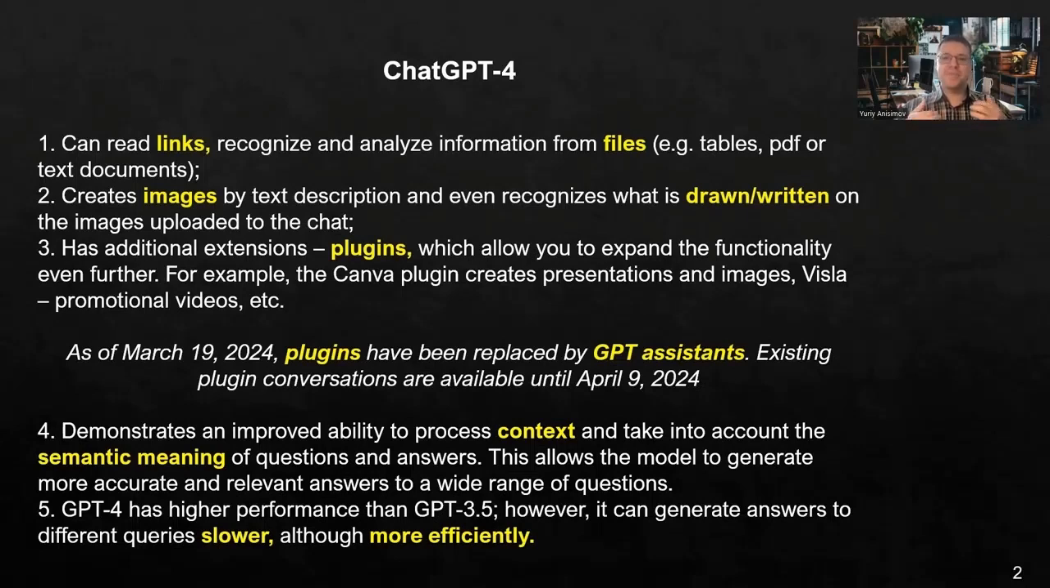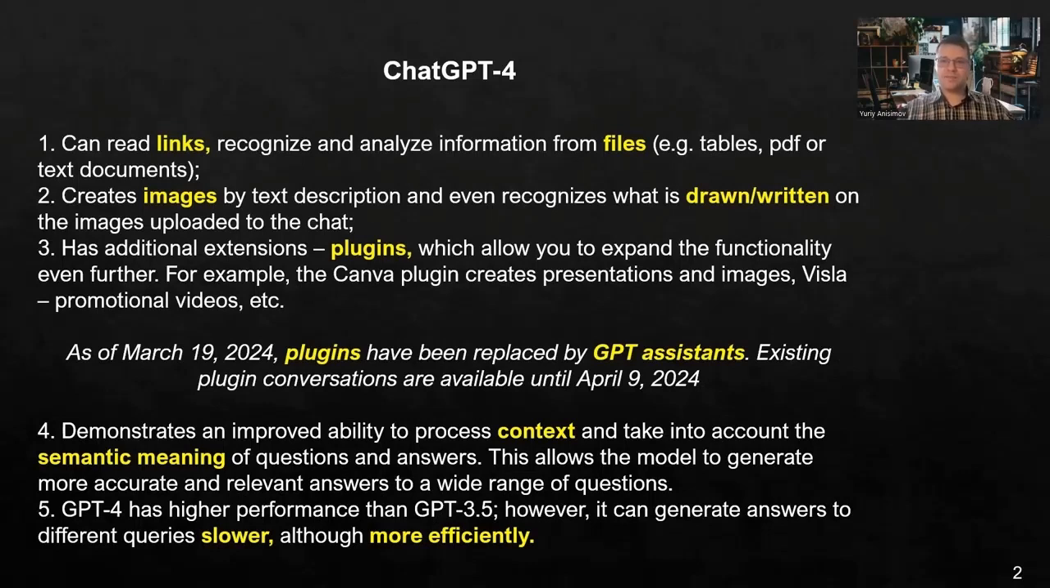ChatGPT-4 can create images by text description. That was unimaginable for the 3.5 version. And it can also recognize what is drawn or written on the images if you upload them to the chat. Another amazing feature of ChatGPT is plugins. These are additional extensions that allow you to expand the functionality even further.